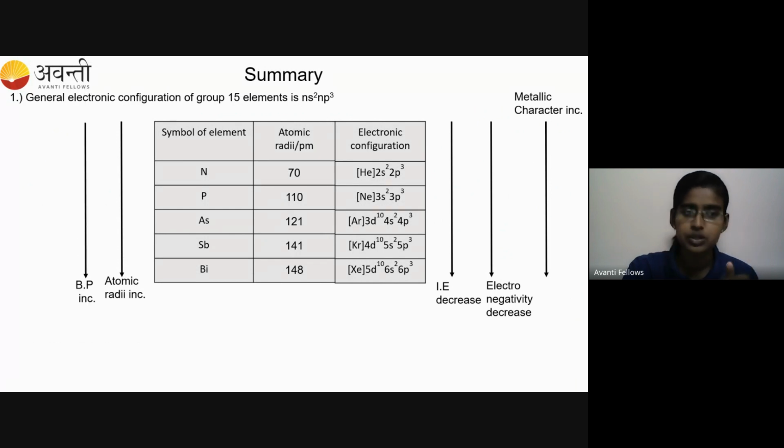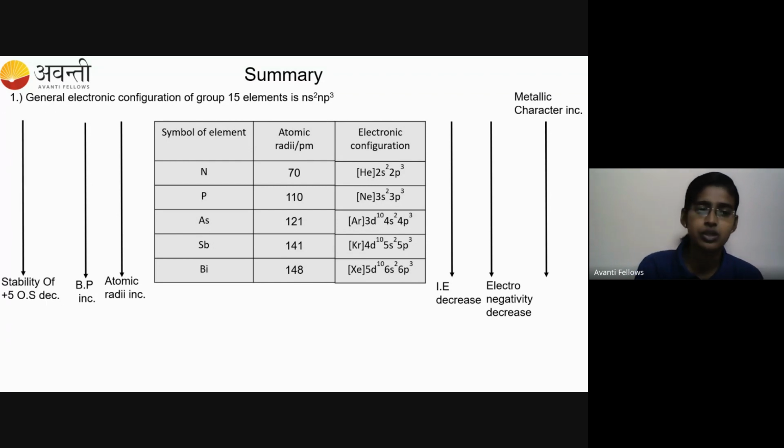Boiling point also increases because mass increases, no? So it boils very late. So boiling point also increases. Stability of the +5 oxidation state decreases. I told you, right? Under the inert pair effect topic, we have studied this. Stability of the higher oxidation state decreases on moving down the group. Stability of the lower oxidation state only increases on moving down the group. So it was explained by the inert pair effect. So these are all the general properties I have discussed with you.